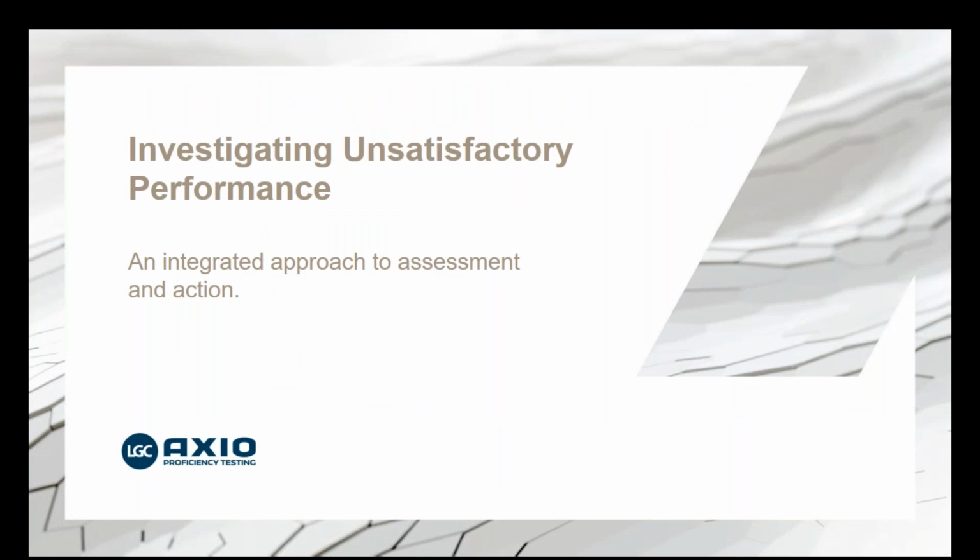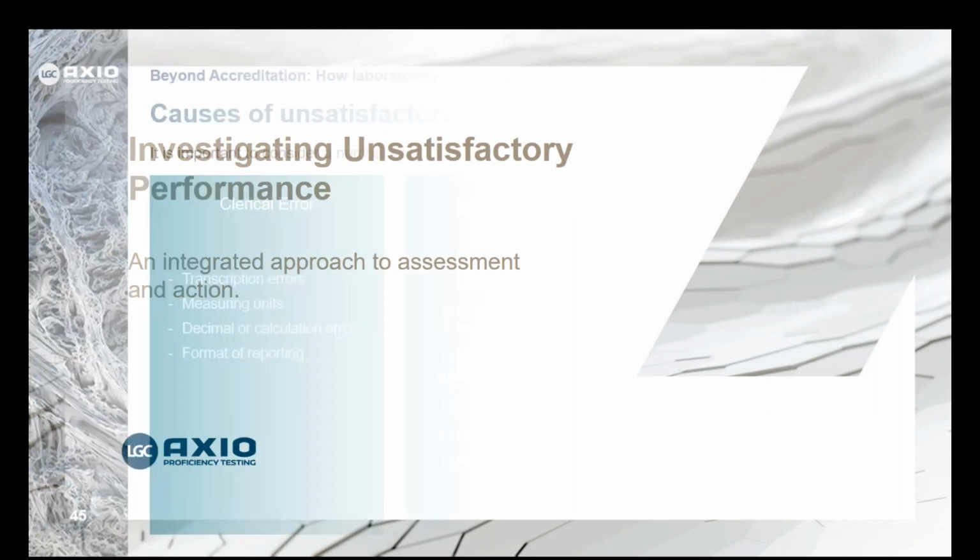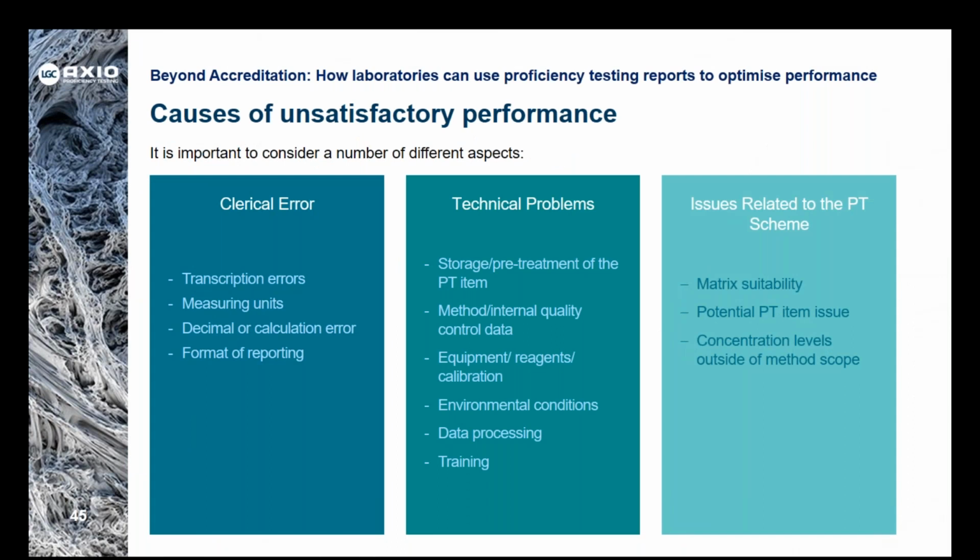Excellent. Thank you, Anne. Once an issue has been identified, the next step that we must take is to investigate. Causes of unsatisfactory performance can be grouped into 3 main areas. Firstly, clerical issues, which could be something as simple as a transcription error, a measuring unit discrepancy, a calculation error, or perhaps incorrectly applying a conversion factor.